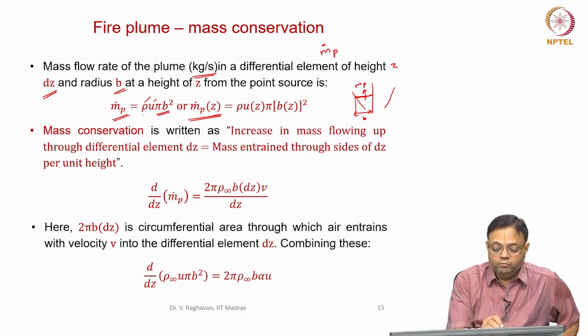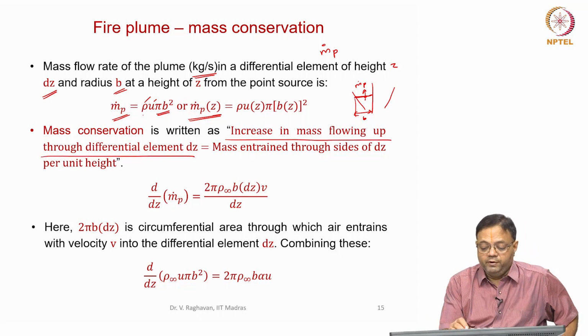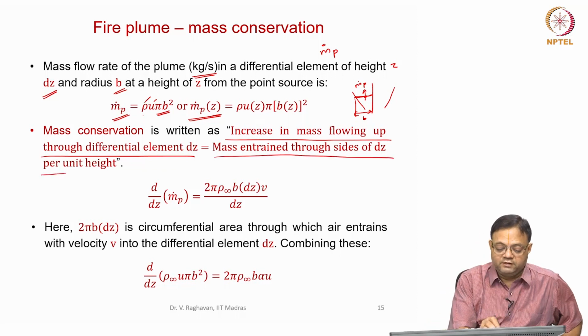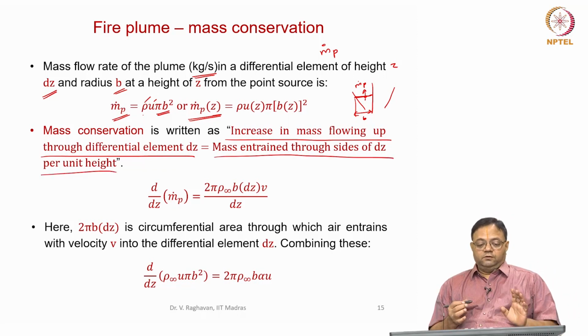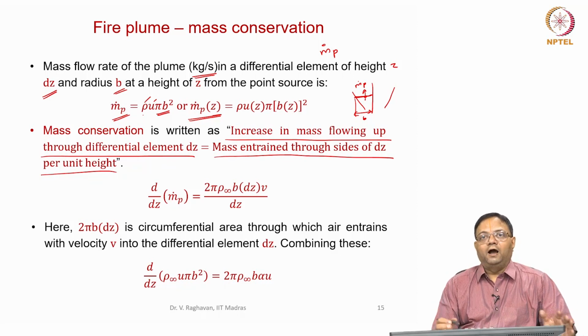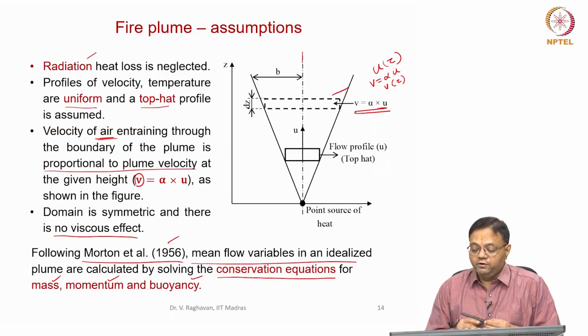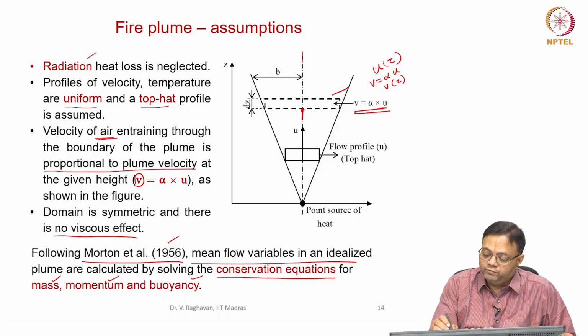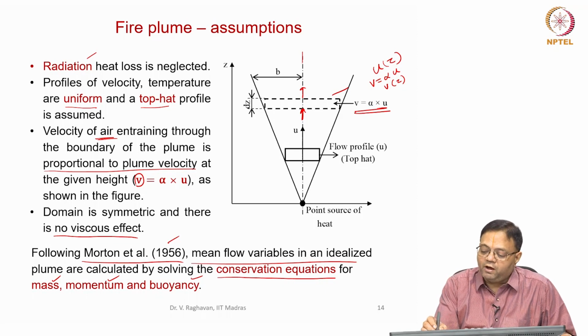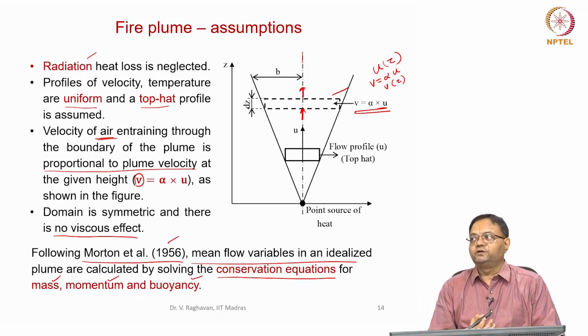Now, the increase in the mass flowing up to the differential element will be equal to the mass entering from the sides per unit height. That's the mass conservation. The mass which is flowing from a lower level to a higher level is also added to by the mass which is entering from the sides, correct? If you go back to this, there is a mass which is coming from the bottom and goes out, and the mass which is coming to this control volume plus the mass which is entrained due to this air entrainment will be the mass which is going to flow out. That is a simple conservation term here.